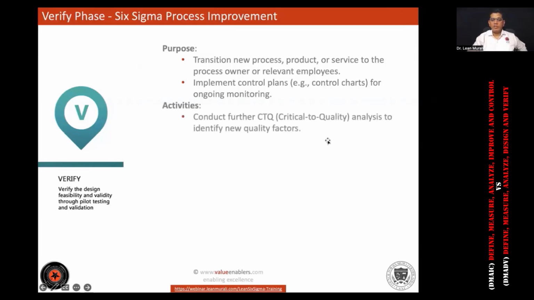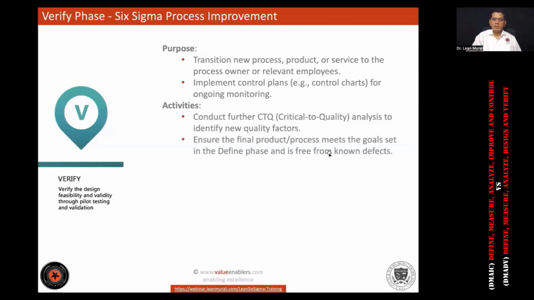The activities we do are: conduct further critical to quality analysis to identify new quality factors. What are the critical to quality parameters, the specifications that we should put in the design that will take care of customer requirements? Ensure the final product or process meets the goal that was set in the define phase so that it's free from defects. And closing the DMADV project, address the concerns of team members about post-project roles.